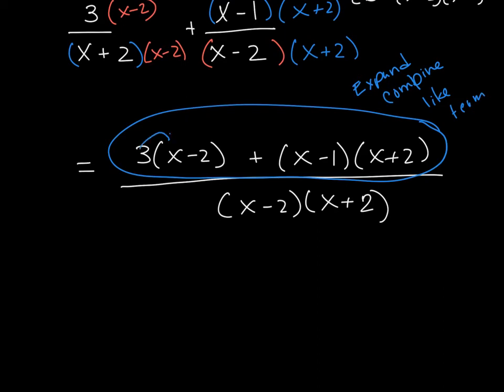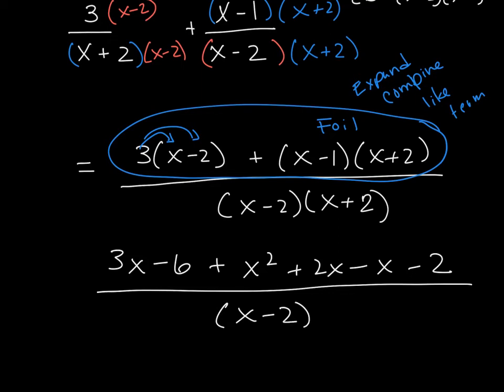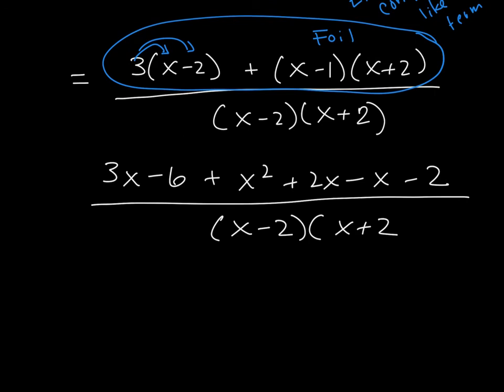To expand it, I multiply the 3 out over here, and on this next side I FOIL, which leaves me with 3x minus 6 plus x squared plus 2x minus x minus 2. Again, this is all over my common denominator, which is x minus 2 times x plus 2. And now I'm going to go ahead and combine like terms. And when I combine like terms, I'm going to use the order of operations.